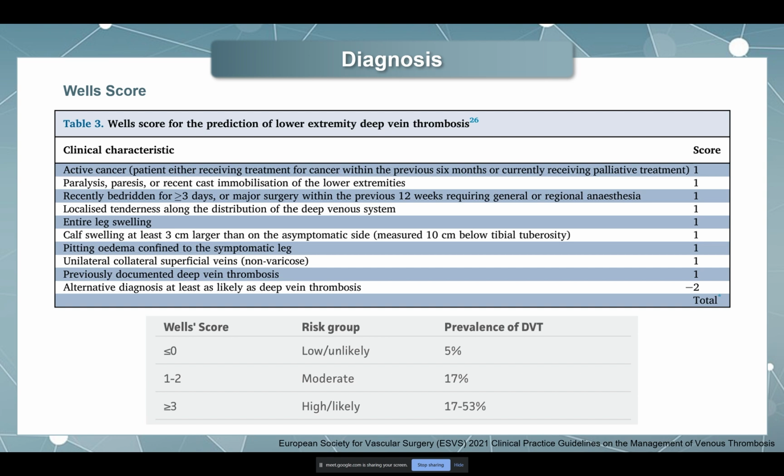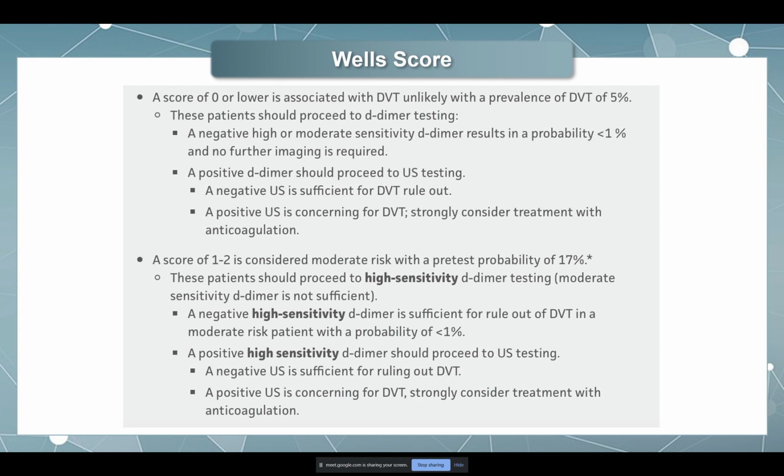which is less than 1 a low risk group, 1 to 2 moderate, and more than 3 high. But the modified one categorizes patients into unlikely and likely. So this is according to the Wells score, but it's slightly different from what we practice, because they have high sensitivity D-dimer and also moderate sensitivity D-dimer, which we don't have.